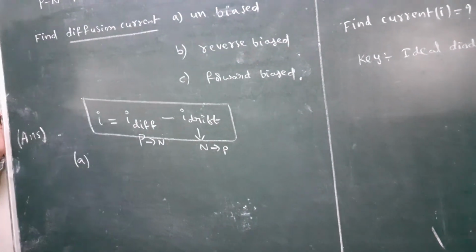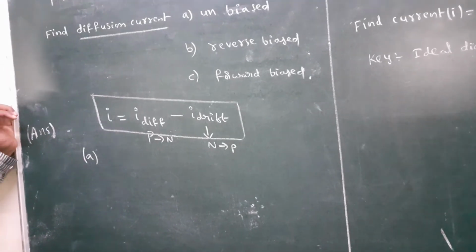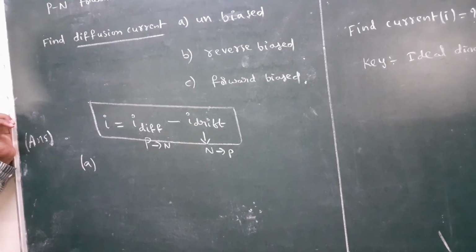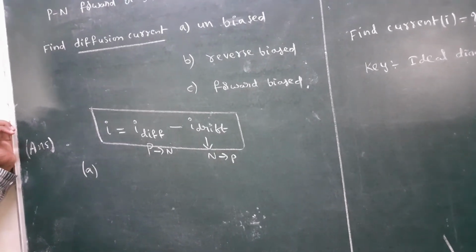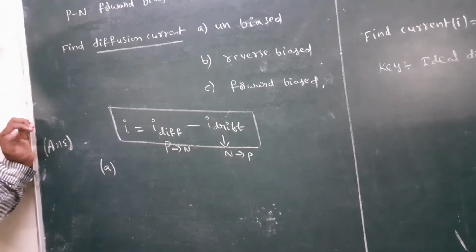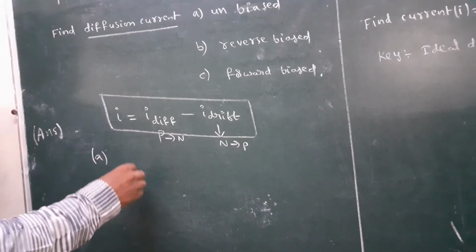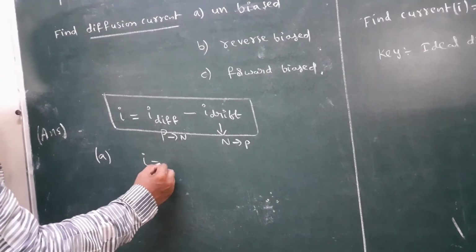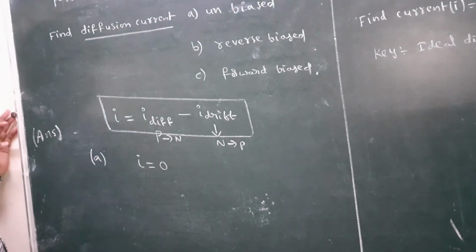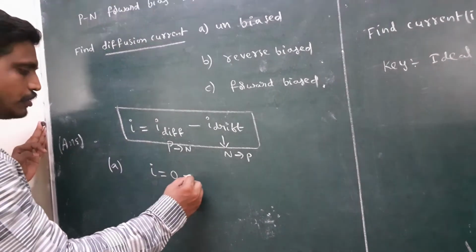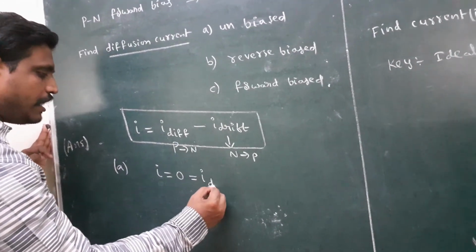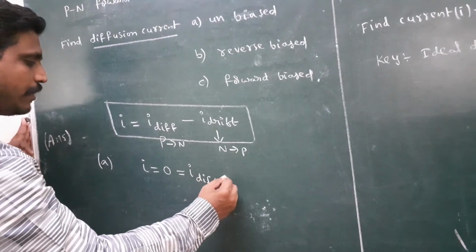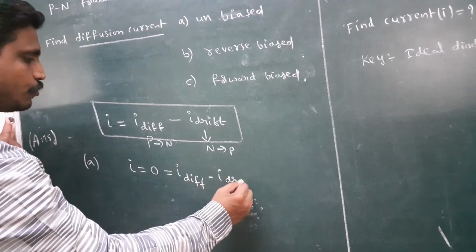Diffusion current can be calculated. Unbiased means no connection of battery. Biasing means connection of battery. Unbiasing means not connecting the battery. So if we do not connect the battery, what does the current flow become? Zero. Zero equals I diffusion minus I drift.